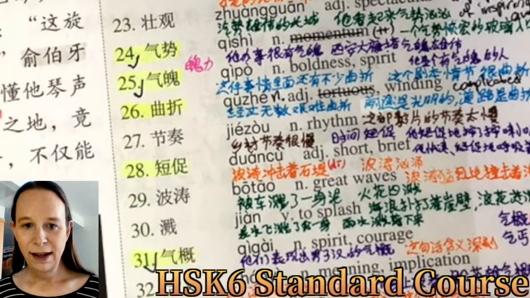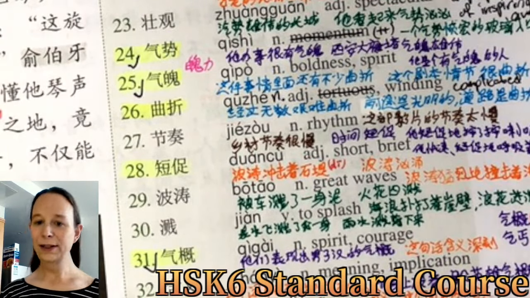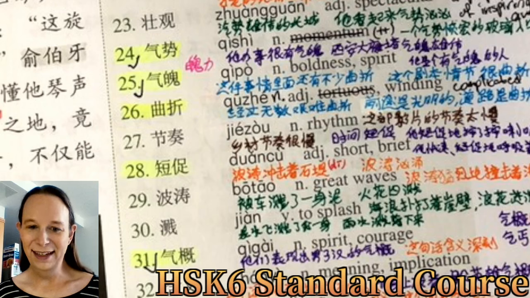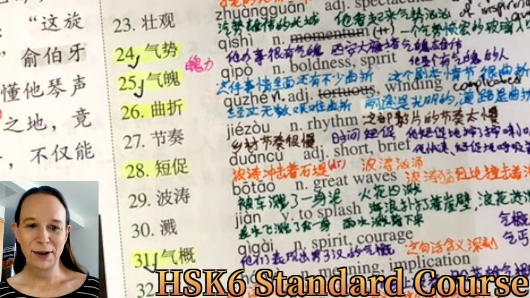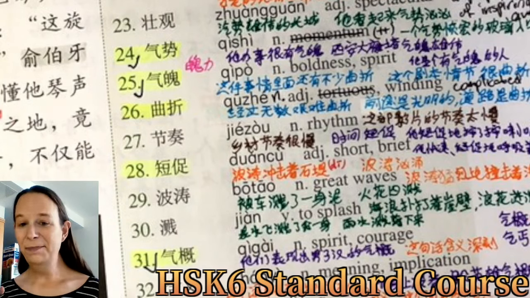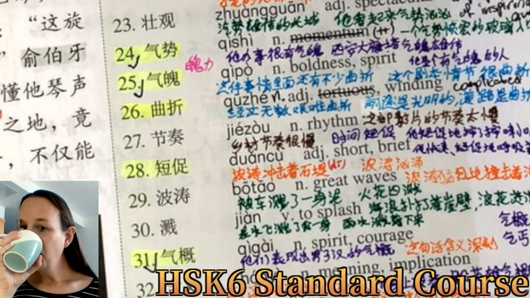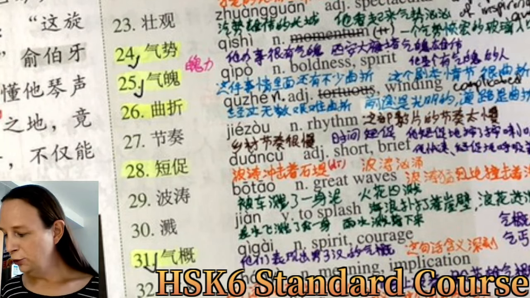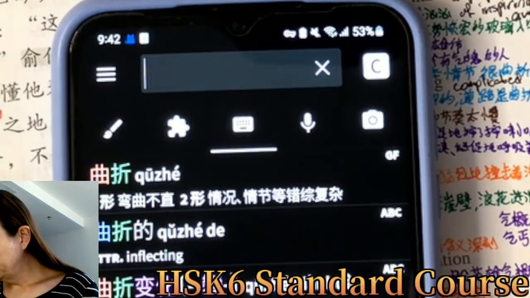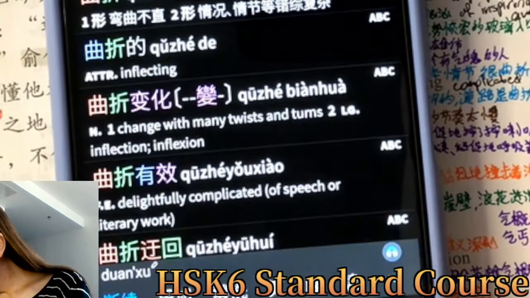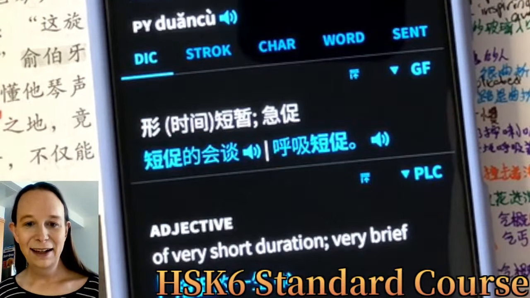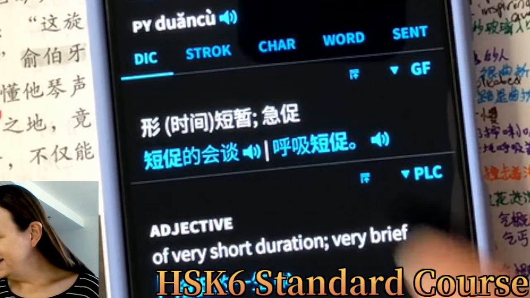All right, what's next? 短促. Yeah, 短促, brief is a better translation than short, because short can mean a few things. Like, that person is short, or we're short of bread, and so on. Brief is better, since it's with respect to time. 短促, 时间短暂.